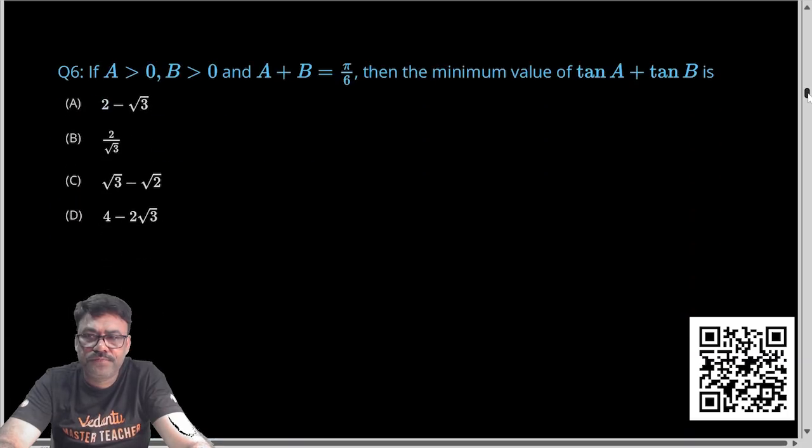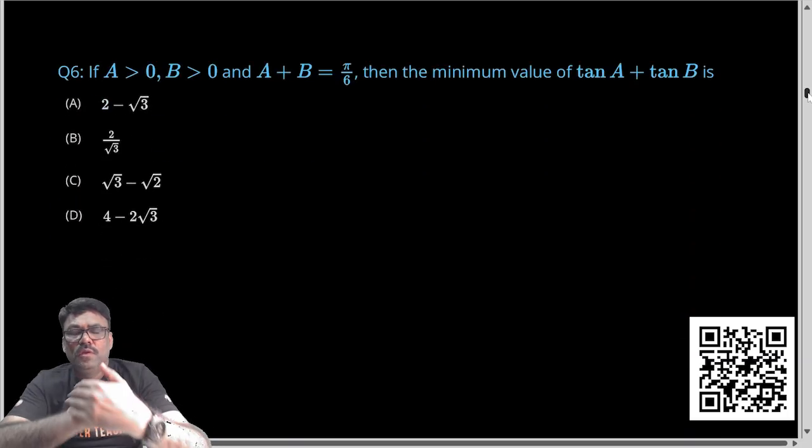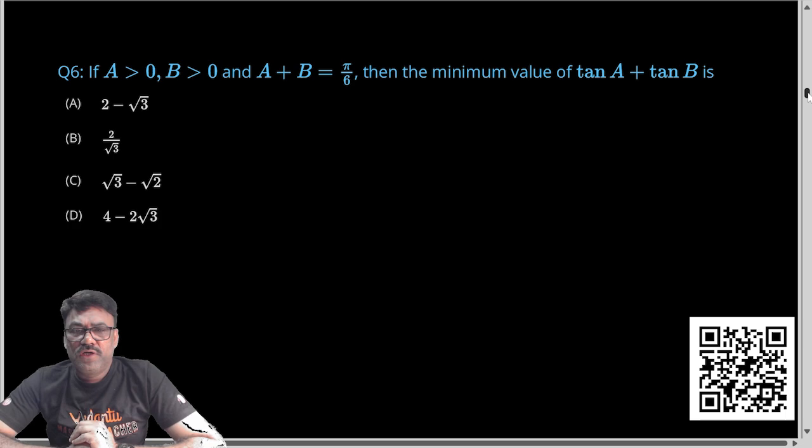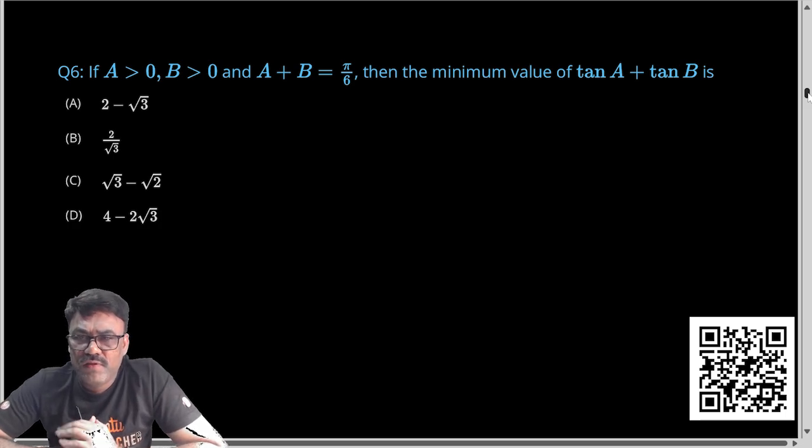Next question. A greater than 0, b greater than 0, a plus b is pi by 6. Then what will be the minimum value of tan a plus tan b?